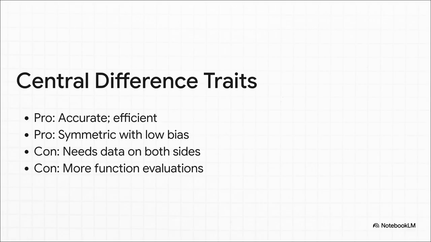So why is this one so much better? It's all about symmetry. By taking information from both sides, those little errors and biases that we saw in the forward and backward methods, well, they tend to cancel each other out. And the result is a dramatically more accurate estimate. The only real trade-off is that you can't use it at the absolute edges of your data because you need a neighbor on both sides.